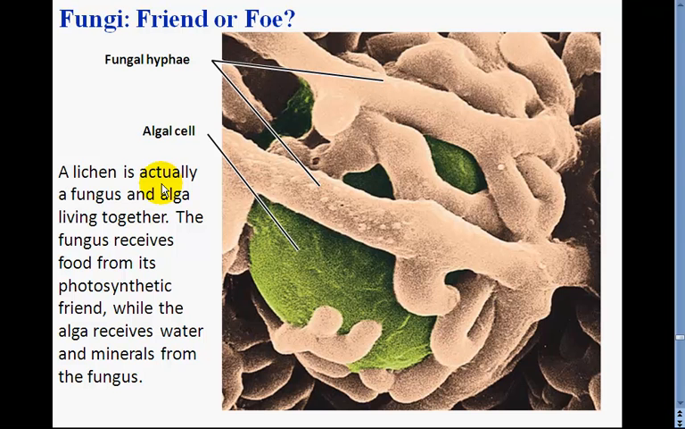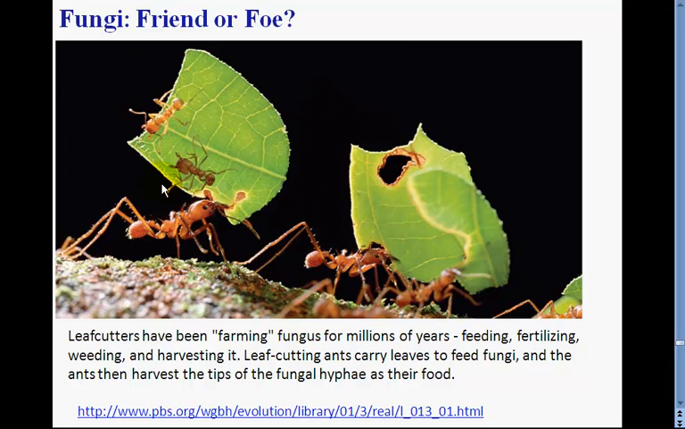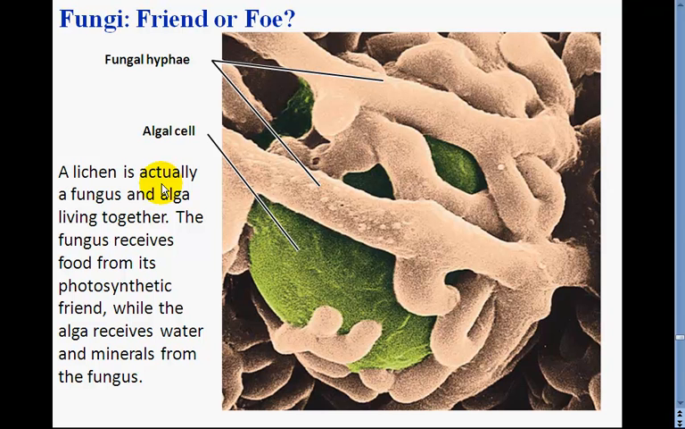And some fungi actually live with algae together in a symbiotic relationship. If you've ever seen lichen growing on the ground, the lichen is actually composed of two different species, a fungus and an algae, and they both help each other out in terms of nutrition.